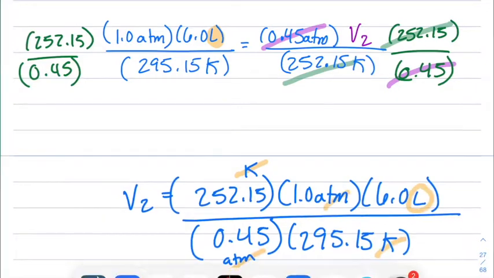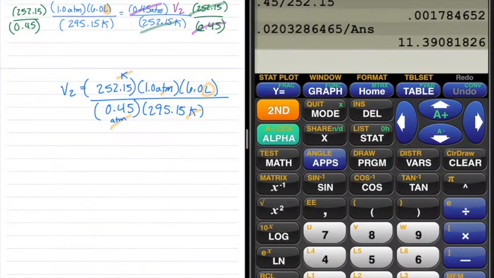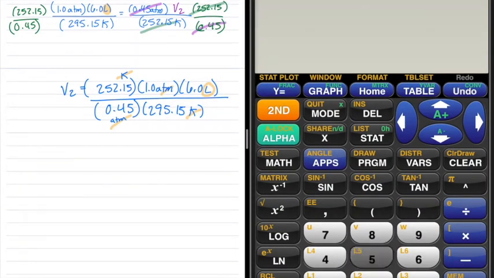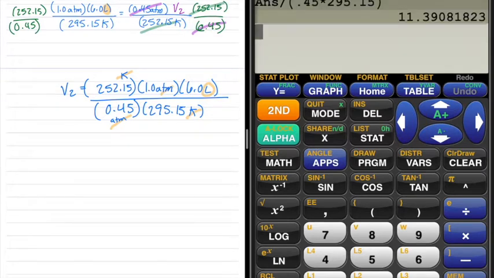So now let's take a look at this in the calculator. 252.15 times 1 times 6 divided by, and now I'm putting parentheses in the denominator, 0.45 times 295.15. All right, so I'm still getting volume equals that 11.39 liters. Do you want to throw it in your calculator one more time? Okay. And make sure if you have more than one number in the denominator, you've got parentheses.